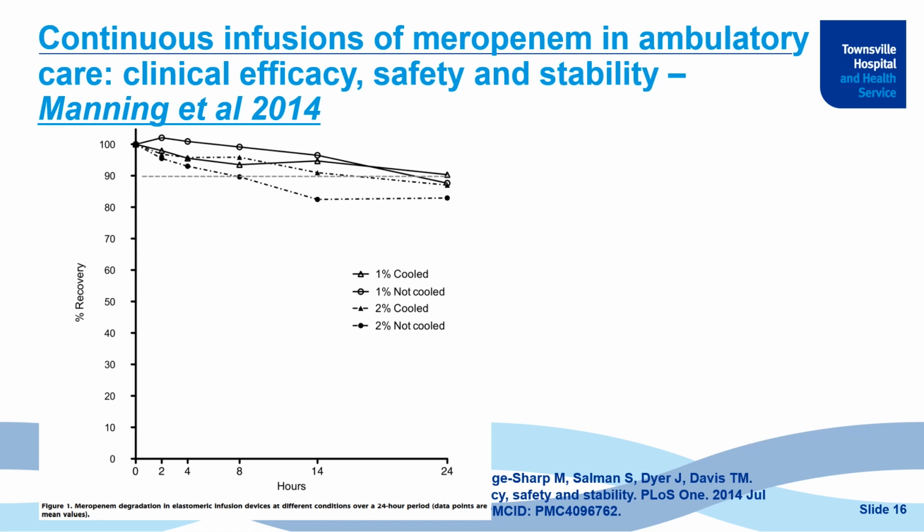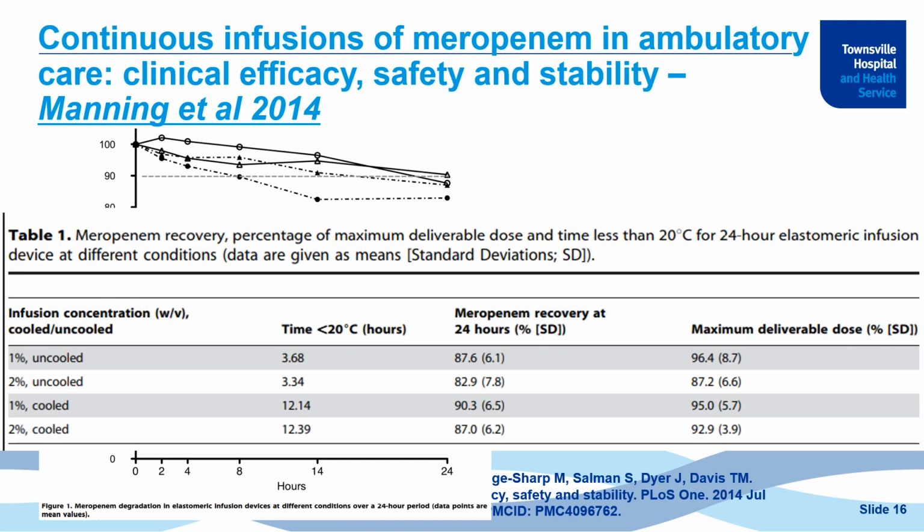They've got cooled versus not cooled, and most of them are only breaching this 90% by a little bit. And if you did the total dose administered for them all, you end up with some very good numbers over here. So if you can see the right column there, all of them meet the total dose administered of greater than 90%, except for the 2% uncooled.